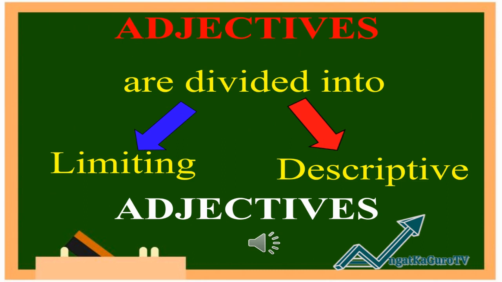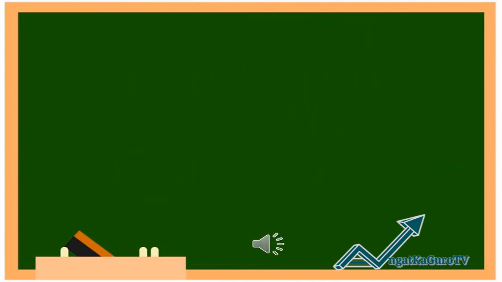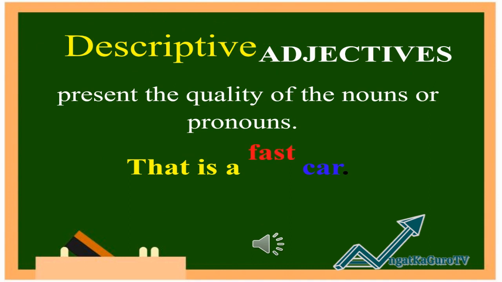Adjectives are divided into two: limiting and descriptive adjectives. Descriptive adjectives present the quality of the nouns or pronouns. Example: that is a fast car. Fast, adjective. Car, noun. The fast describes the quality of the car.